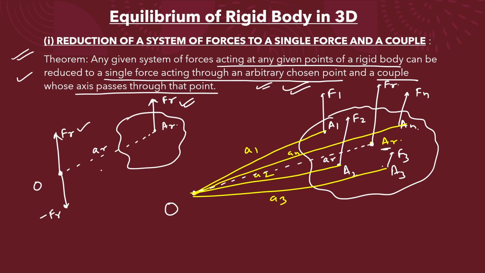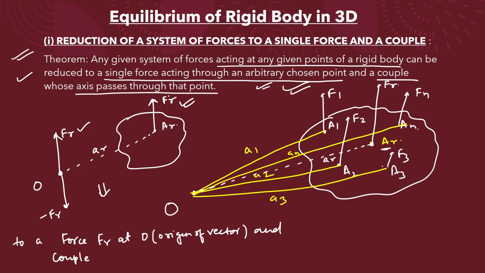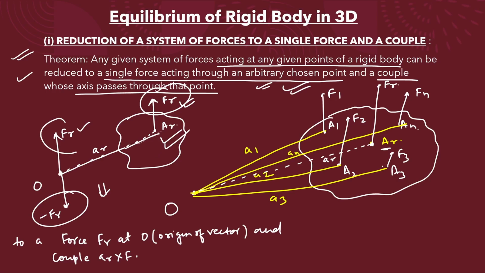So this whole system will be reduced to a force Fr at O, that is the origin of vector, and a couple. This Fr and this minus Fr will form a couple, and the distance between these two forces is Ar, so the couple will be Ar cross F. Thus the force Fr acting at point Ar of a rigid body is equivalent to an equal force Fr at O together with a couple of moment Ar cross Fr. These two forces will make a couple of moment Ar cross Fr.